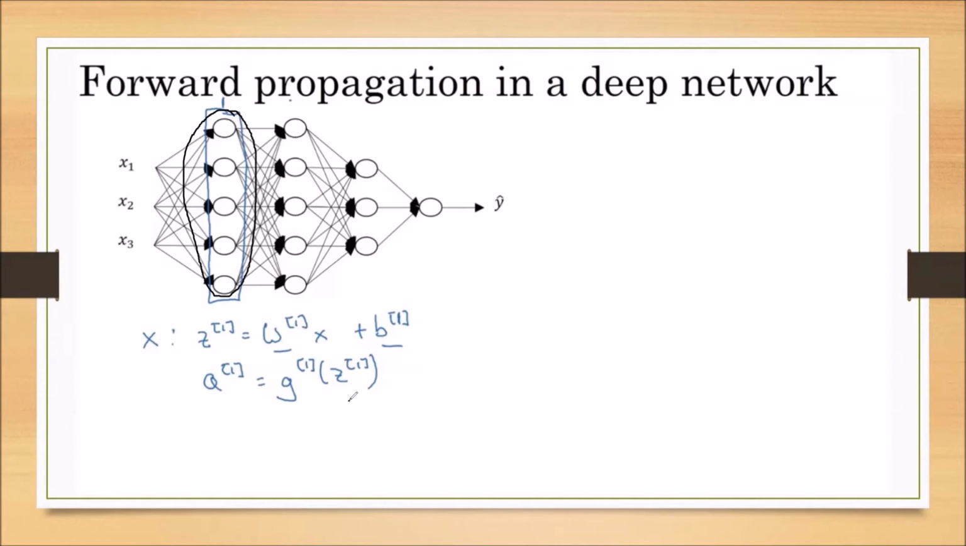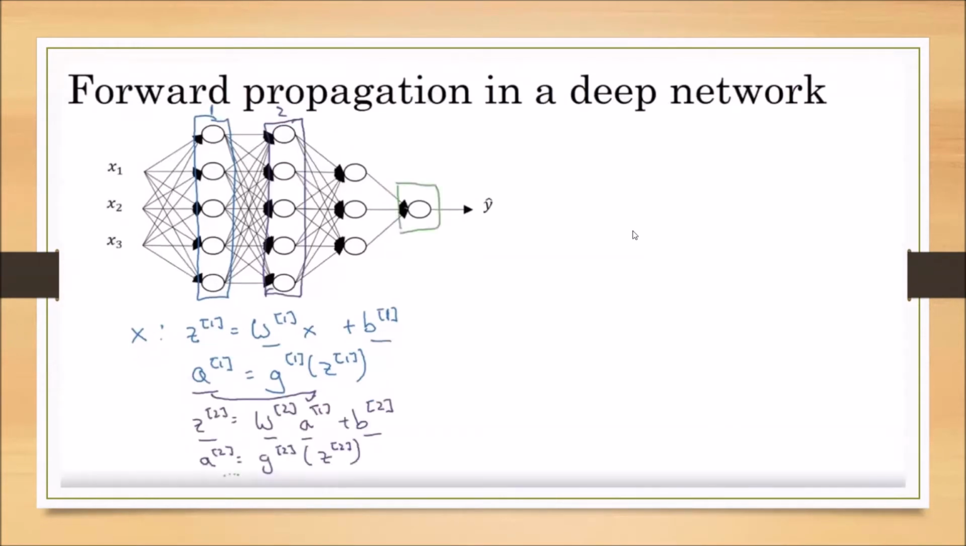Now, because Z is a 5 by 1 matrix, if we apply any activation function, whether it is the sigmoid function, the tanh function, the rectified linear unit function or the leaky rectified linear unit function, the activation units output A1 is also a 5 by 1 matrix. This is what we already discussed, with our previous knowledge.